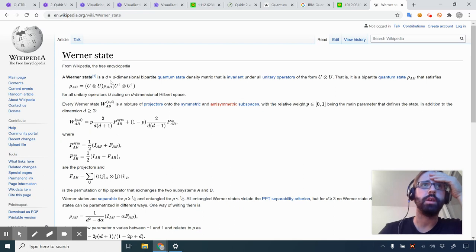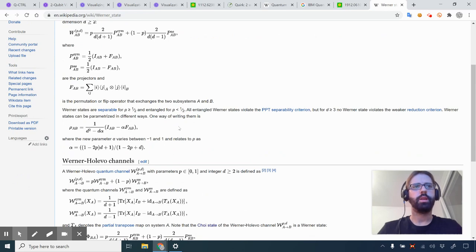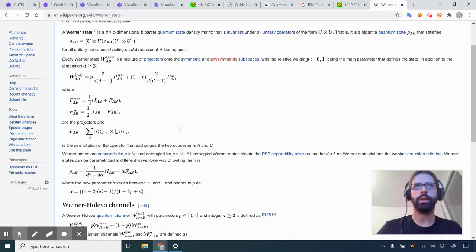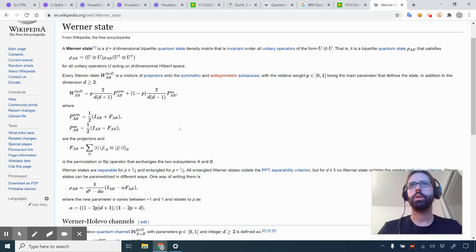A Werner state is a d times d dimensional bipartite quantum state density matrix that is invariant under all unitary operations of the form U tensor U. That is, it is a bipartite quantum state that satisfies... It's a state that doesn't change when applying any one qubit unit trace or something like that.